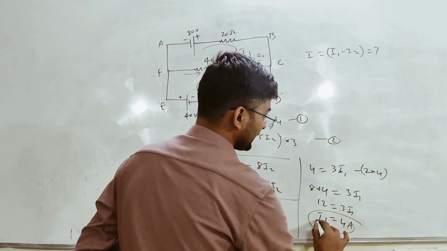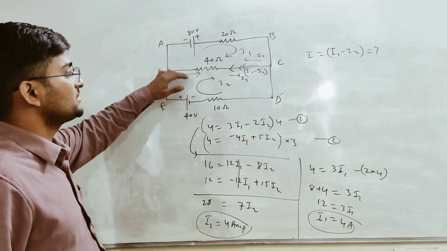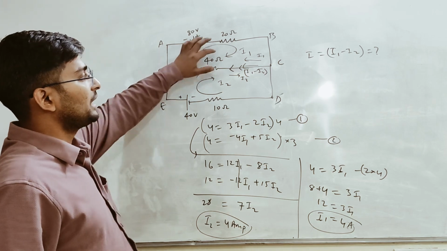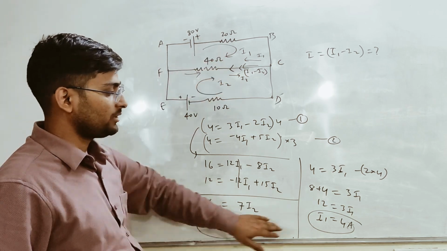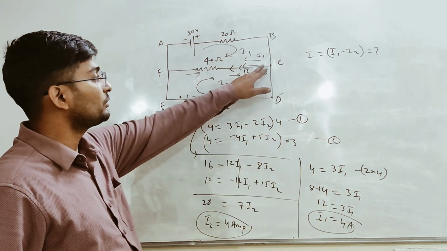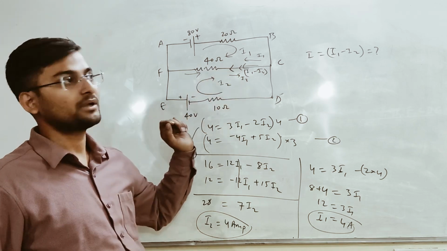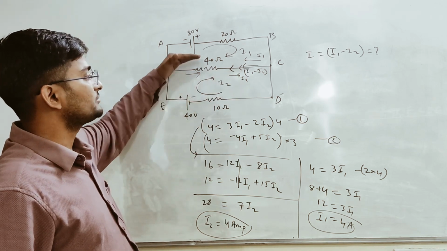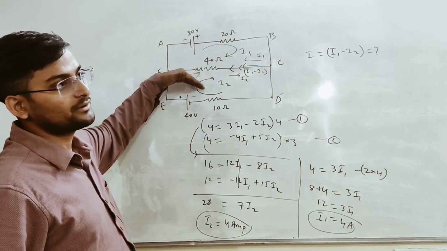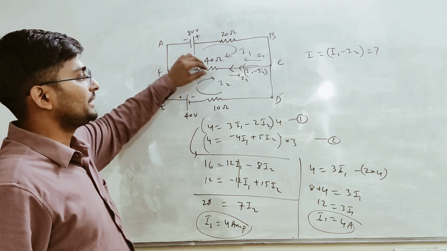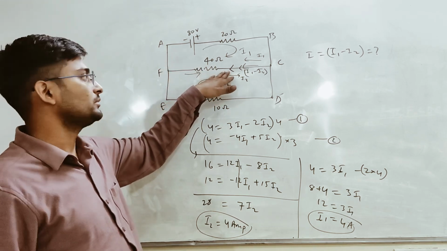From both equations, I1 and I2 are equal to 4 ampere. It means the current flowing in this branch is 0, because both loops are in balance. So there is no current flowing through this branch.